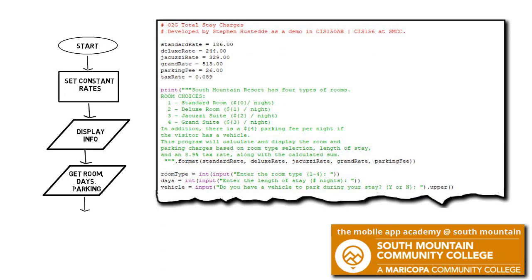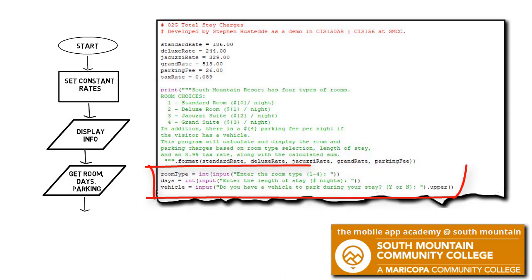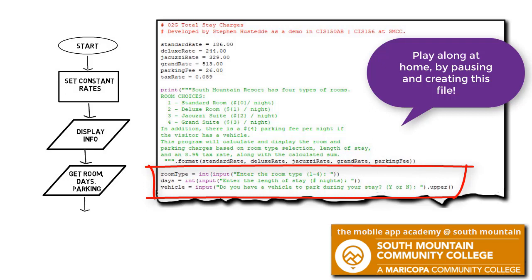And here's our code. So again, as I said, we're going to start with some rates. And I use these at the beginning because if we ever want to change these, and obviously room rates and things and tax rates change, all we do is change it here at the top, and then we'll just reference these throughout the code. We're going to print out the 4 different room choices and what this program does, and I use the triple quote multi-line print statement and use a dot format with some placeholders to show those room rates. And then finally, we're going to get the information from the user on the room type, the days, and the vehicle.